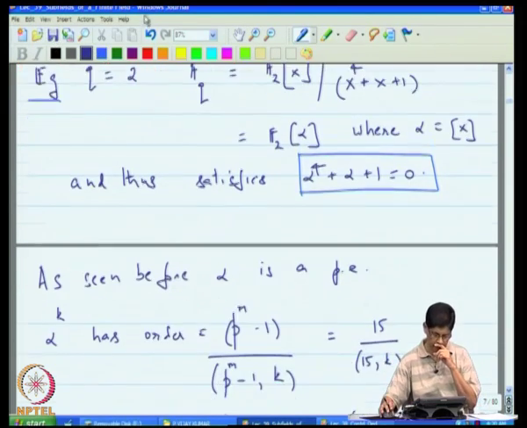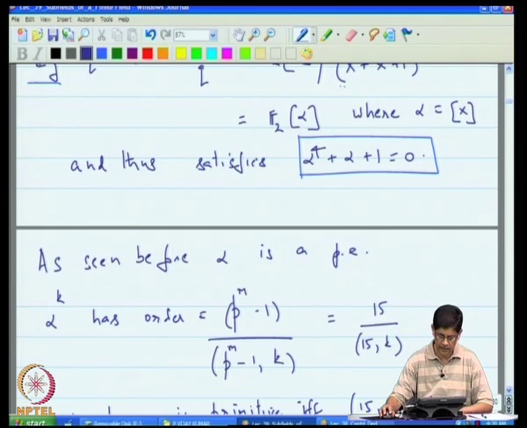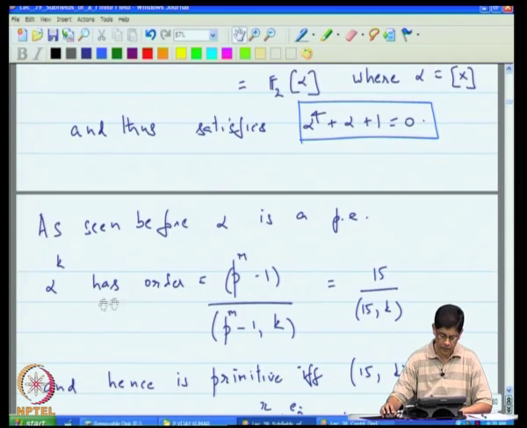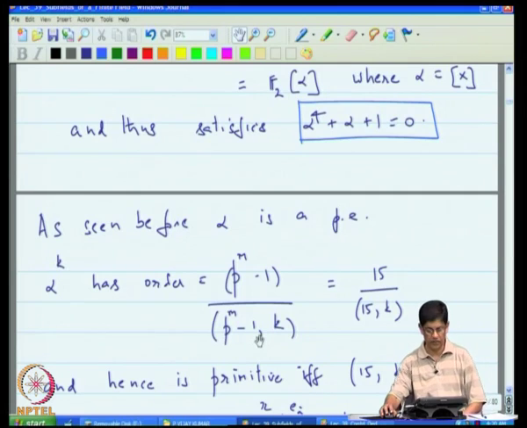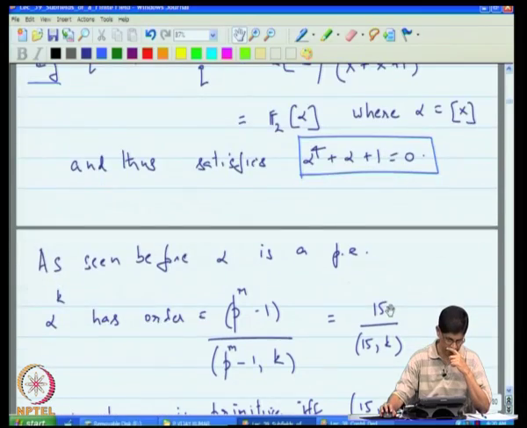As seen before, when we examined this finite field earlier, we remarked that this particular alpha is a primitive element. So that means if you take any power of alpha, let us say alpha to the k, then alpha to the k has order p to the m minus 1 divided by the greatest common divisor of k and the order of alpha, which is p to the m minus 1. So that in this case is 15 divided by the greatest common divisor of 15 and k.